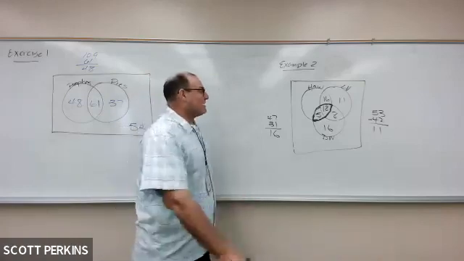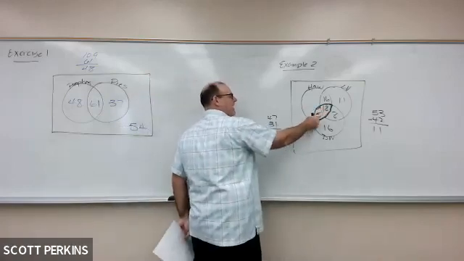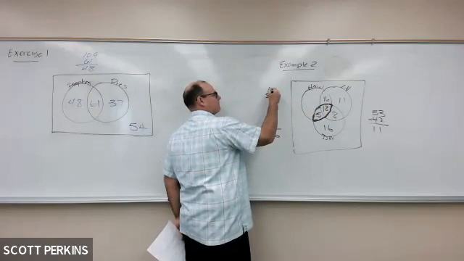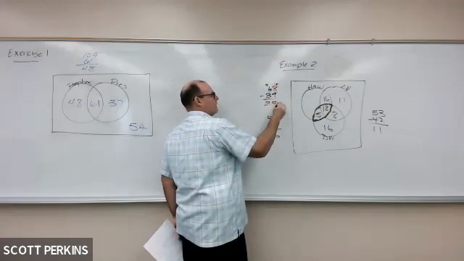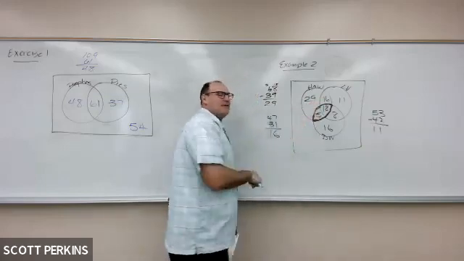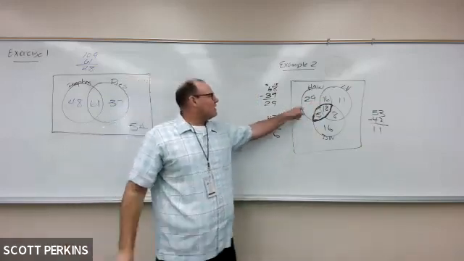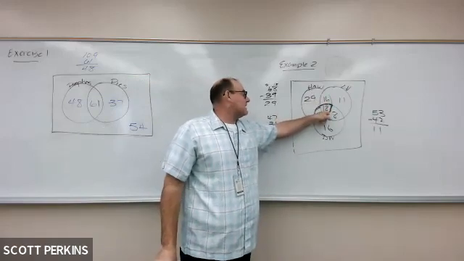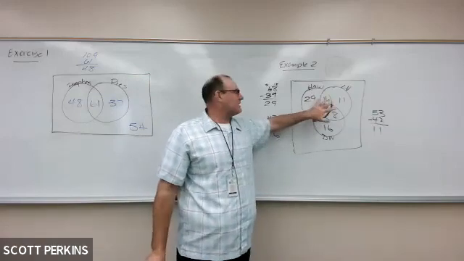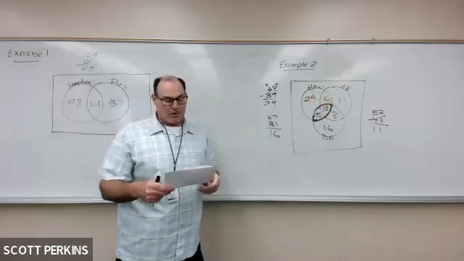68 want to go to Hawaii. So again, 34 and 5 is 39. So that leaves 29 people on the outside of the Hawaii circle. So 29 and 16 is 45, and 18 is 63, and 5 is 68. I've got my 68 people in the Hawaii circle.